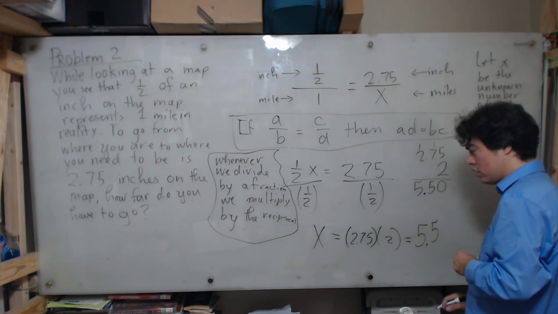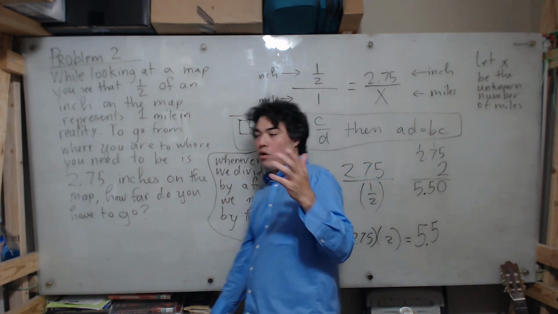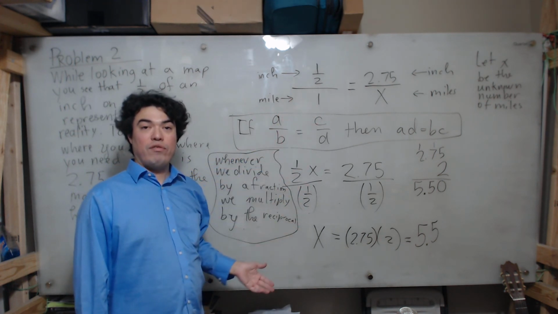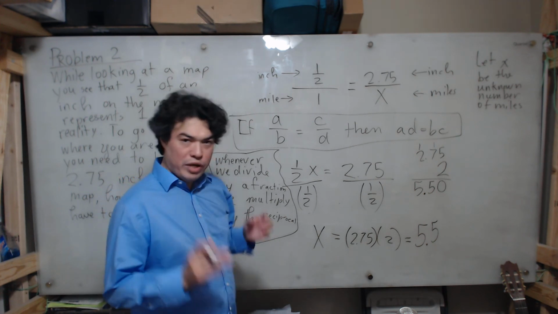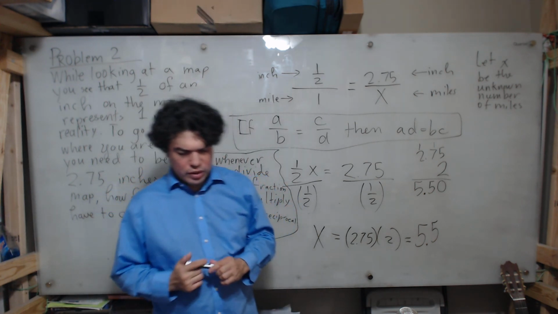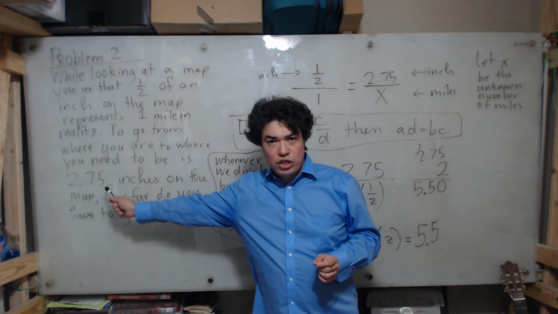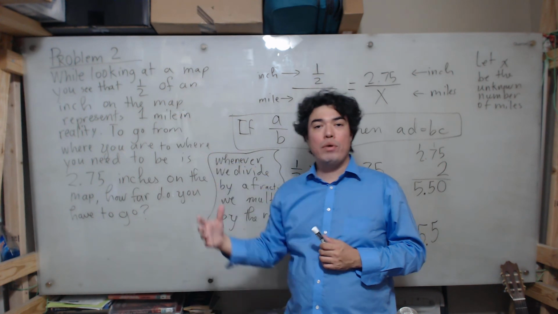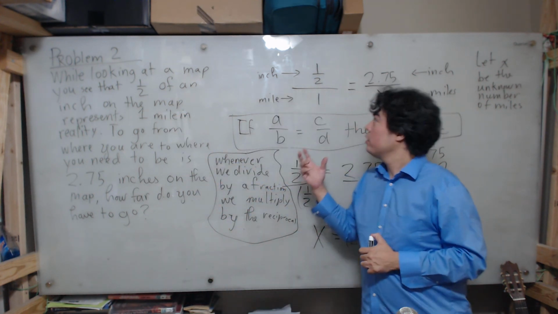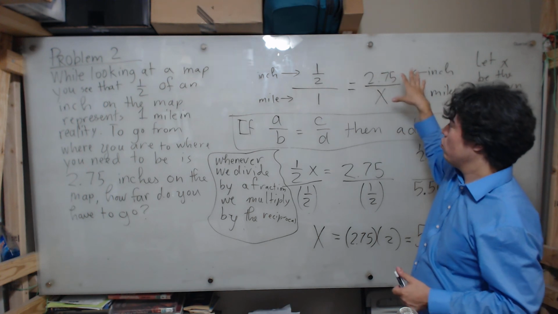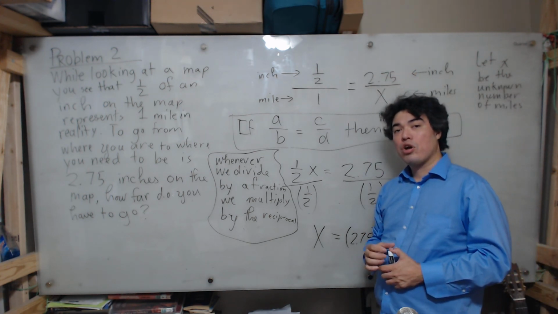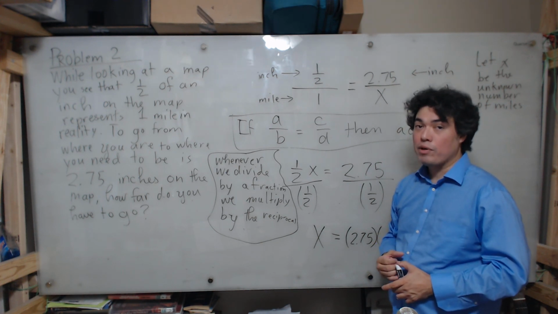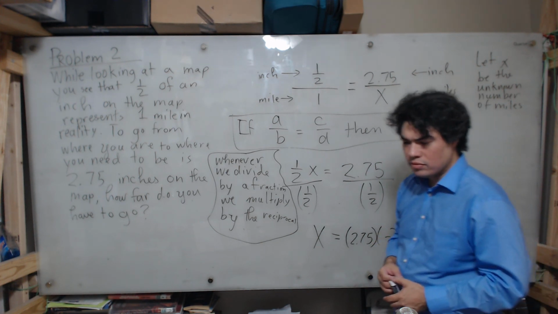5.5. That's our x. Now we recall that our x was the number of miles that were left to travel in real life. So we can now finally state the answer to this problem. The 2.75 inches on the map from where we are to where we want to be, when we take this ratio into account, the scale factor on the map, we can see that those 2.75 inches correspond to 5.5 miles in real life, which means you're out of luck and you're going to be walking for a long, long time. Until next time.